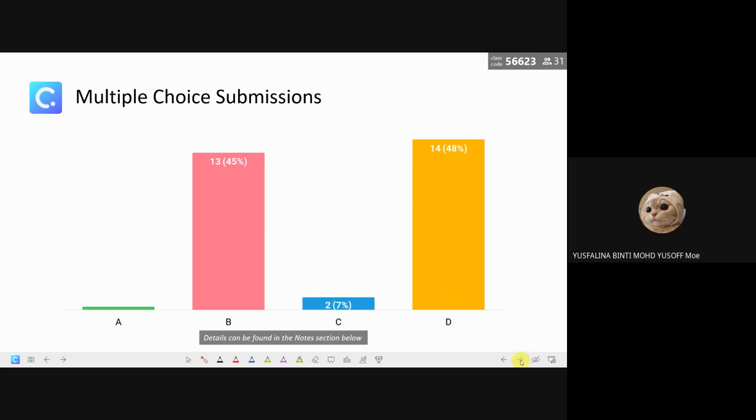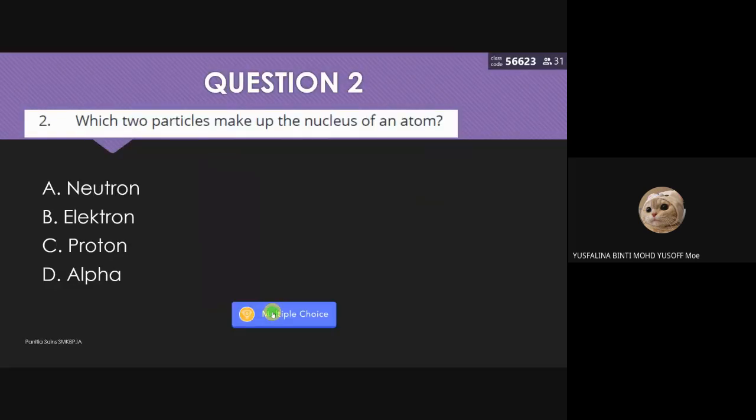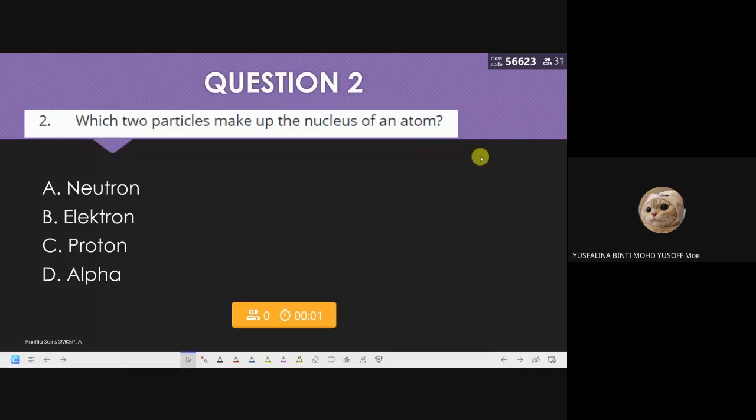Okay, so let's go to the next question. Which particles make up the nucleus of an atom? This one you can choose more than one answer. The answer is D. I already told you just now, I redrew for you what is inside the nucleus.